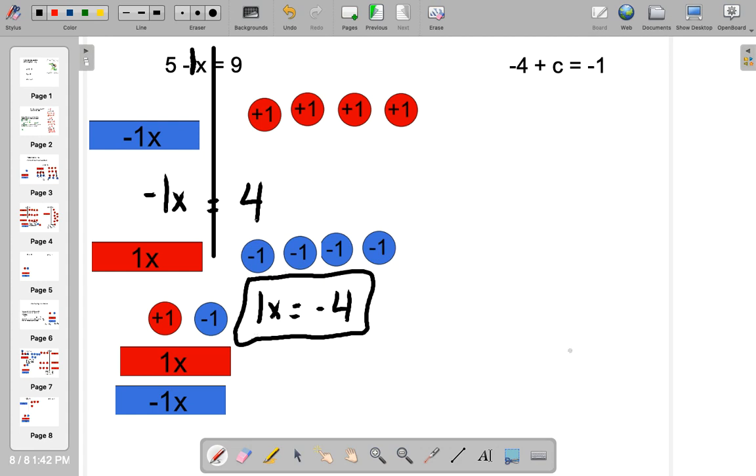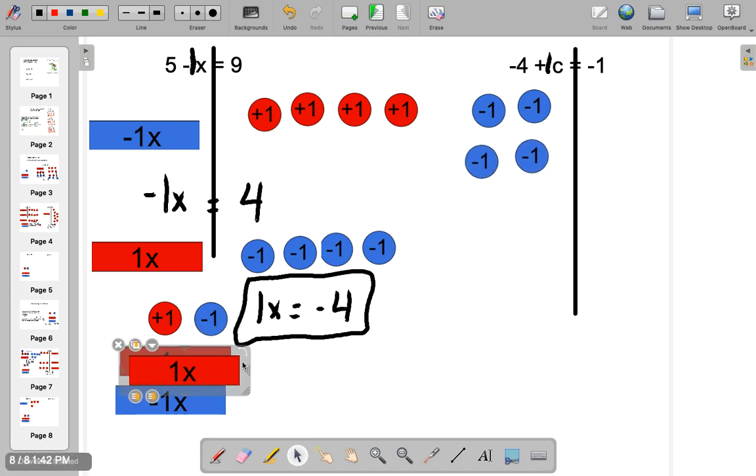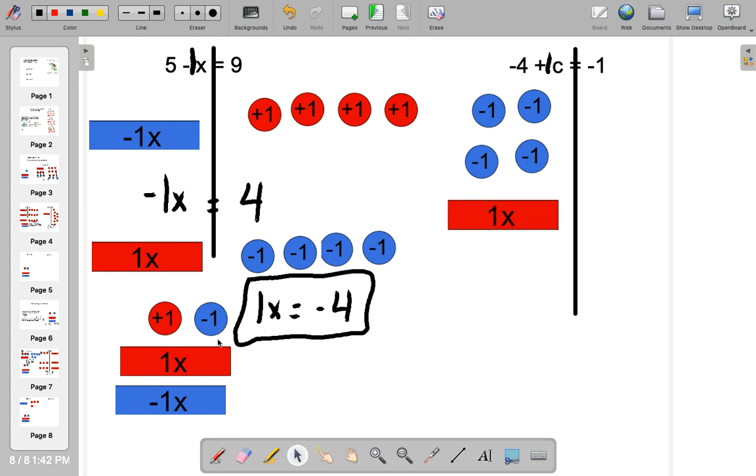Let's do one more, and then we will be done. So over here we have, whoops, let's try that again. We have negative 4 plus Ann's method, 1c is equal to negative 1. So I'm going to take 4 negative chips, put them over here on the left. I have a positive variable. I'm going to put that on the left. And I have 1 negative chip on the right.